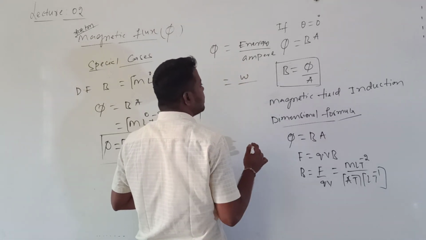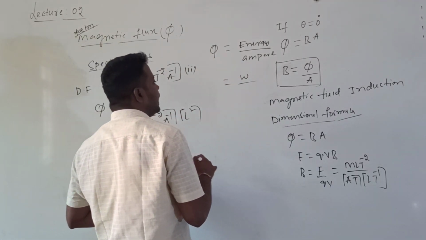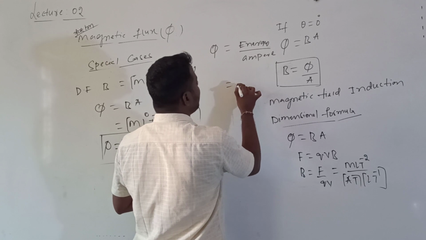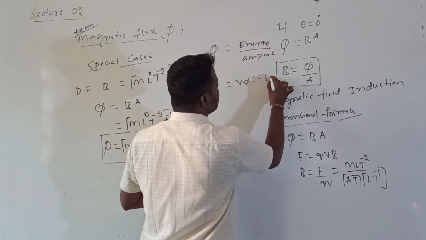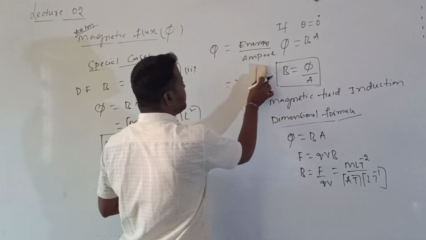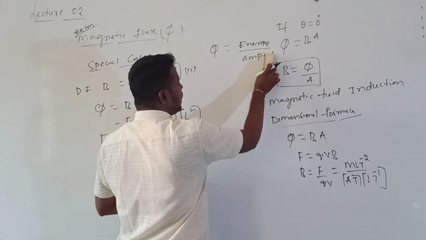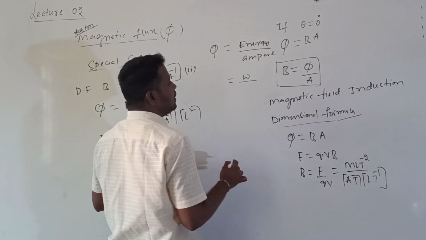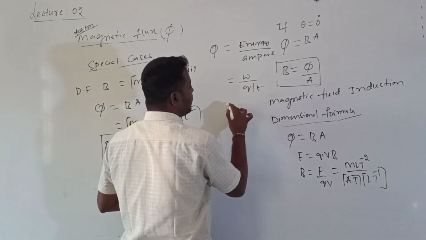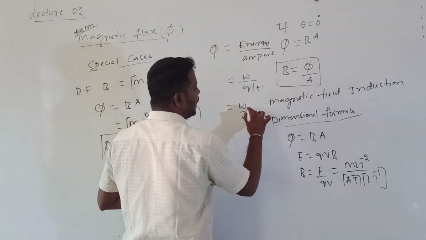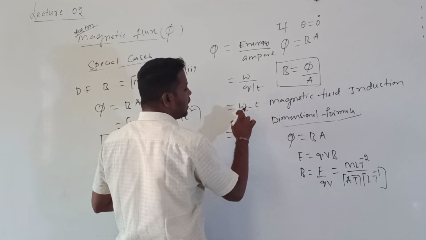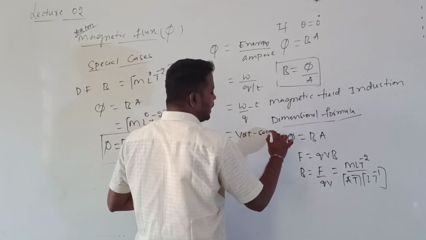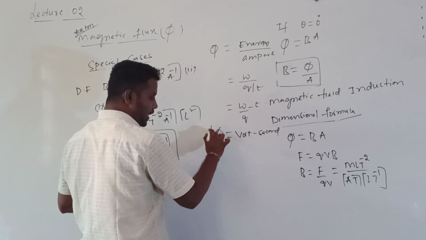Current can be written as I is equal to Q by T. From this we can write one more unit, volts into second. Energy divided by ampere, energy can be written as work done by ampere. I is equal to Q by T, which is W by Q into T. So W by Q is nothing but the work done per charge, that is volt. So volt second is also one more unit of flux.